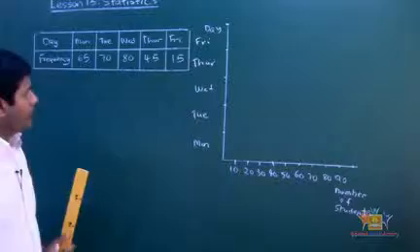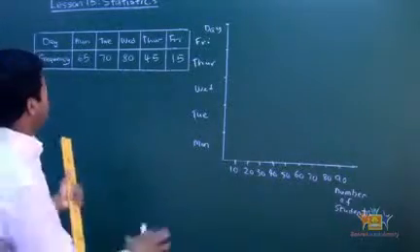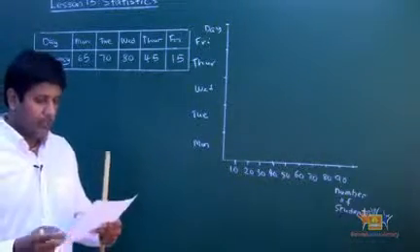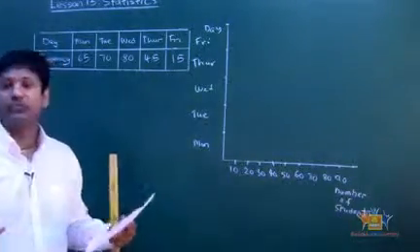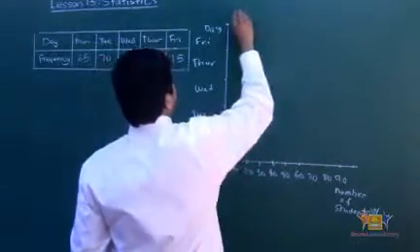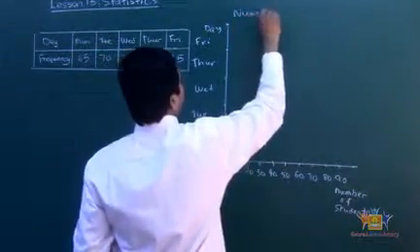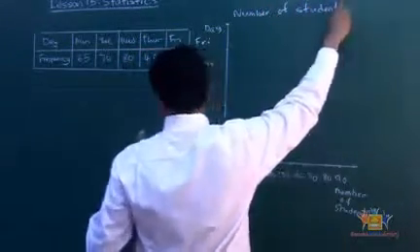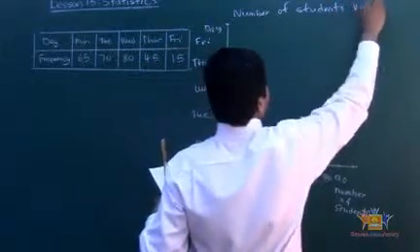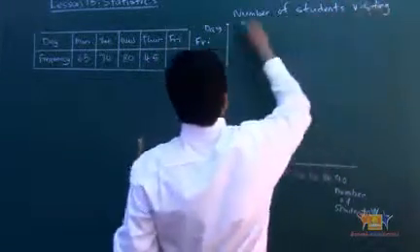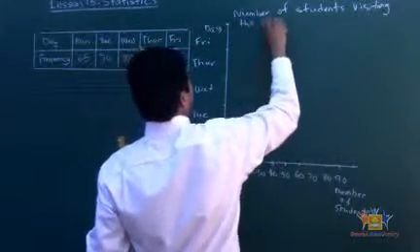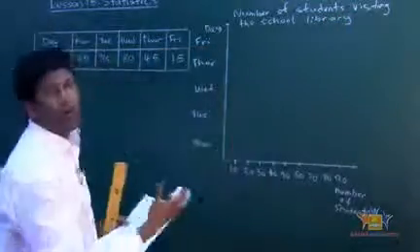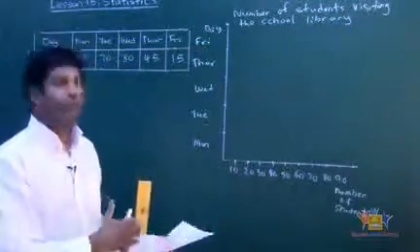And then what are we going to do next? Exactly, now we're going to label it. What does the question say? The question says it shows the number of students visiting the school library. So we're going to label this as number of students visiting the school library. See that? That way we know what this bar chart represents. Very important. You gotta label that.